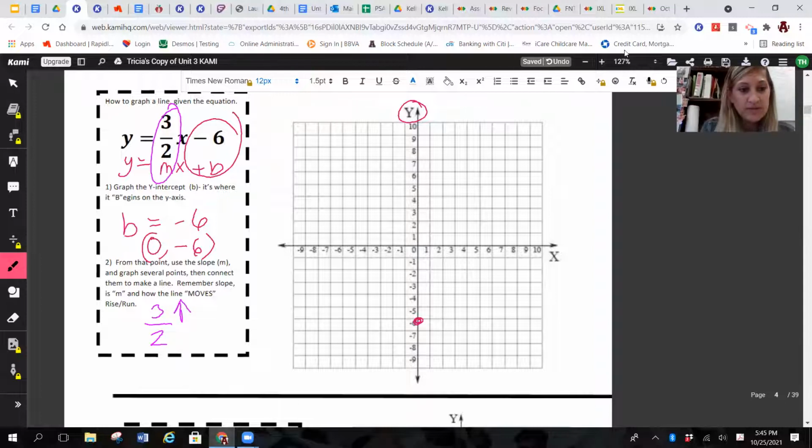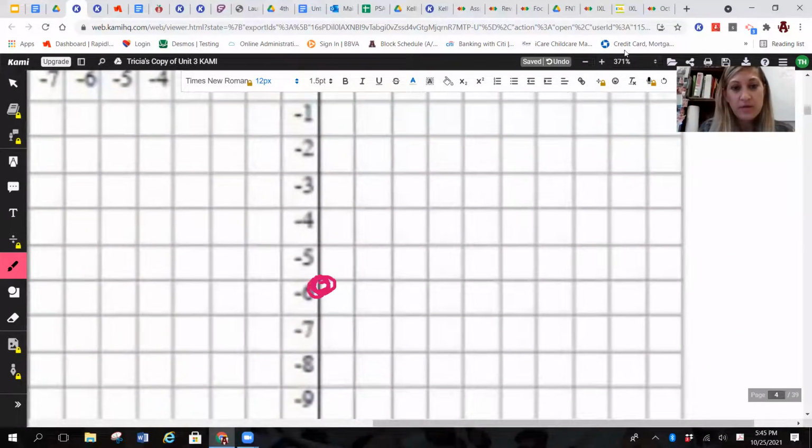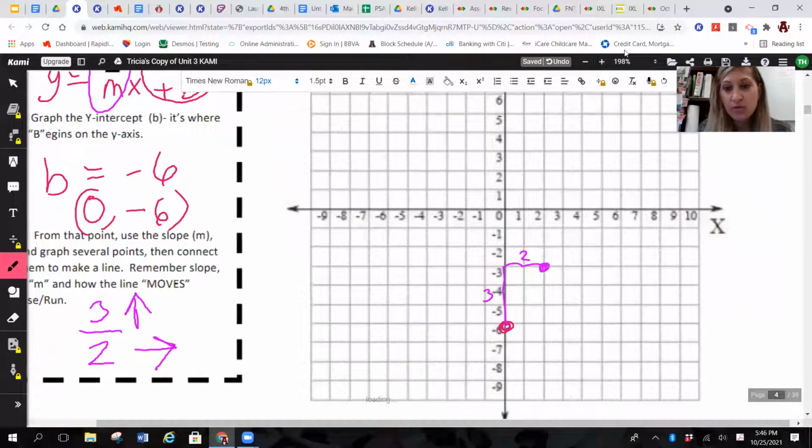So I'm going to rise up and I'm going to run to the right 3 and 2 spaces. So 1, 2, 3, 1, 2, and there's my next point. I just moved from point to point by rising up 3 and running 2 spaces. Now I'm going to repeat that process. Rise up 3, run 2, and then put your next stop.